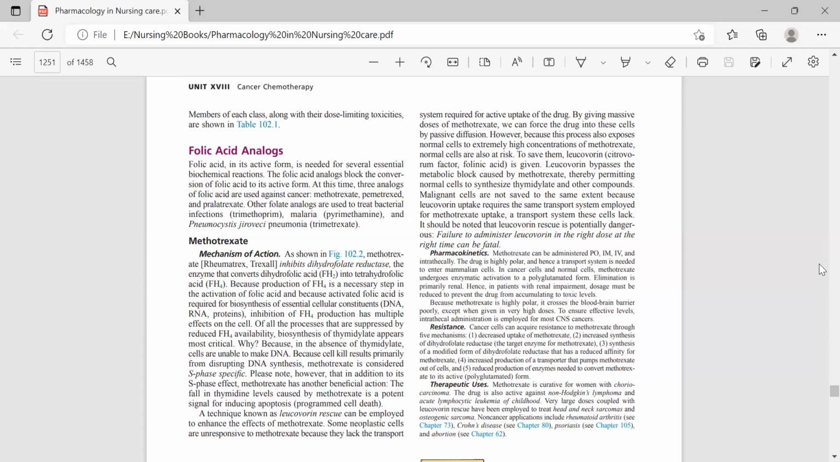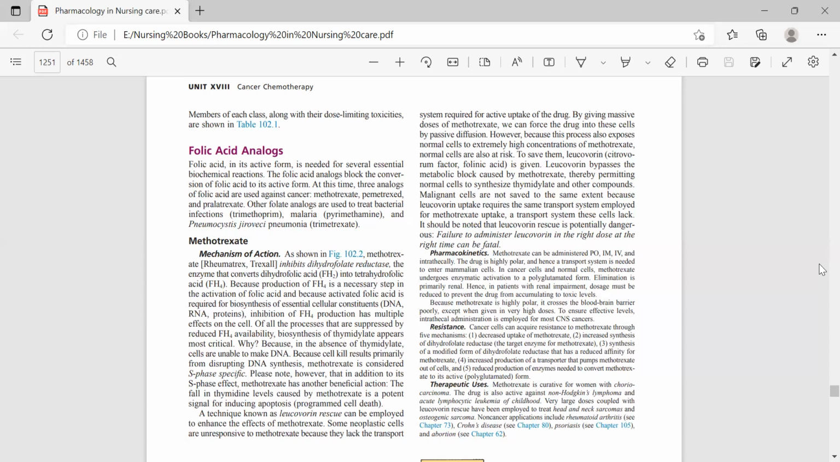Now, a precaution which is very much needed during the treatment by methotrexate is leucovorin rescue, because the methotrexate effects are very high, and it also puts normal cells at risk. So to cover the risk, leucovorin, that is citrovorum factor, also known as folinic acid, is given, and it bypasses the metabolic block caused by methotrexate, thereby permitting normal cells to synthesize thymidylate and other compounds. On the other side, malignant cells are not saved to the same extent because leucovorin uptake requires the same transport system employed for methotrexate uptake.